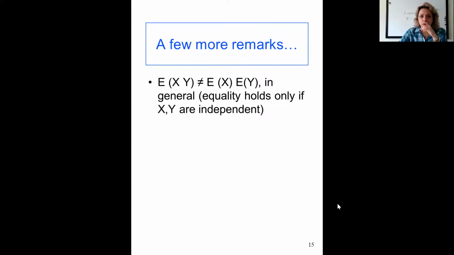And let's have a few more remarks. When we wanted to add them, we would say that for the mean, we would expand it. But here, when we have multiplication, the expected value of X times Y is equal to the expected value of X times the expected value of Y.